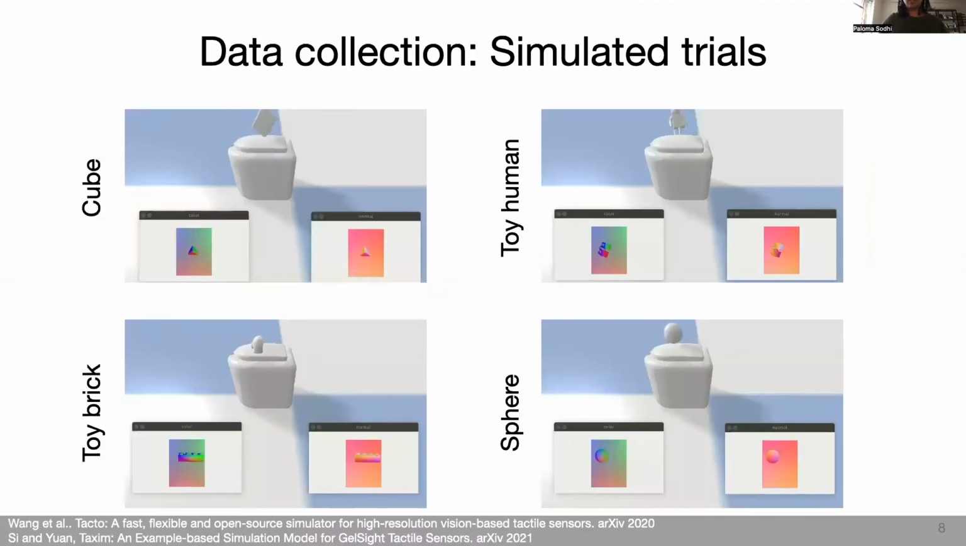For simulation trials, we collect data using the tactile simulator, where one can load the DIGIT sensor and an object, and render high-resolution tactile images. We collect data for a diverse set of objects: a sphere, a cube, a toy human, and a toy brick.